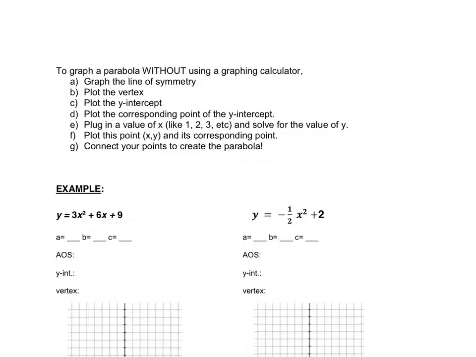All right. These are the steps to graph. Now we have to get the line of symmetry, axis of symmetry, I don't know why it says line, the vertex and the y-intercept first, and then we'll be able to do these steps.